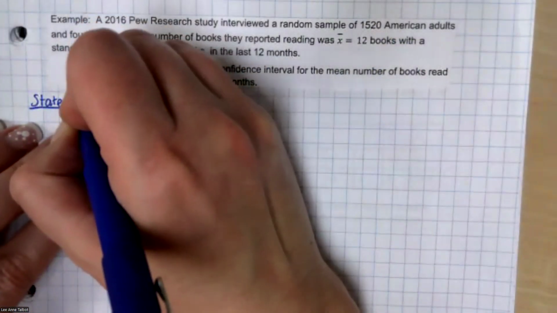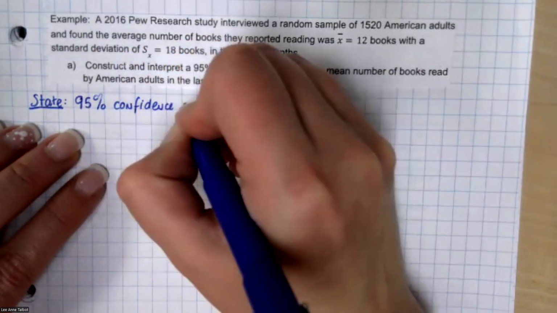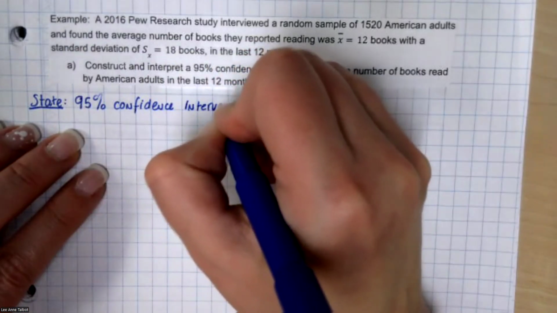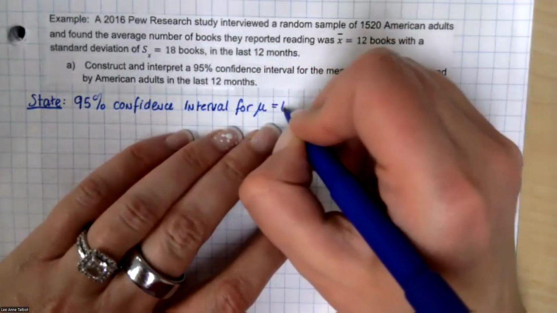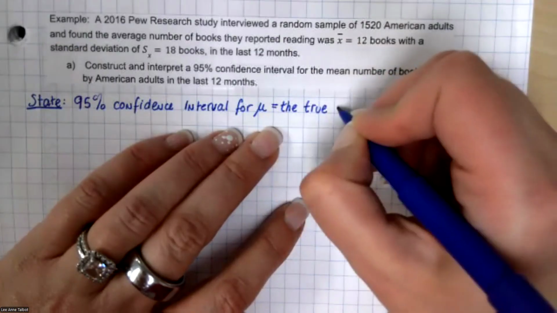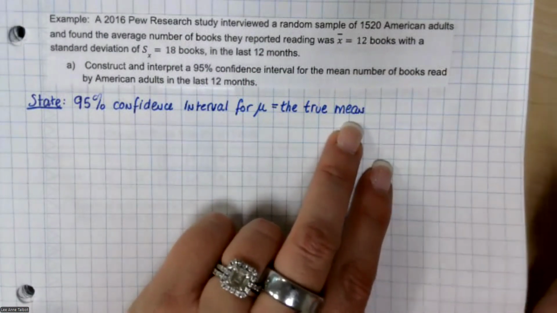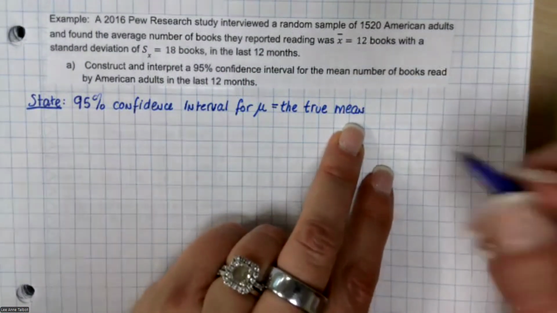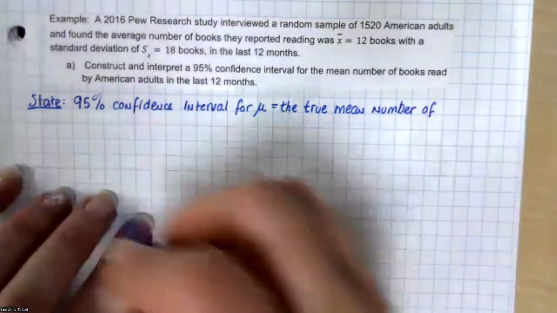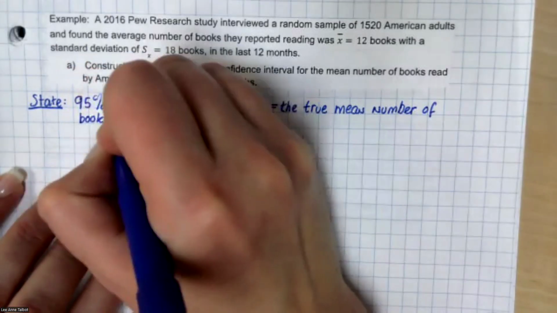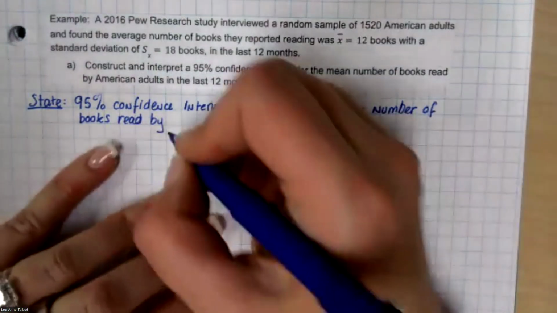Okay, so we start that. State: 95% confidence interval for mu equals the true mean. Okay, now where should I pick up the wording from the problem? What should be the next word? Number, great. Then my little brain goes, do you have to read them or do audiobooks count?